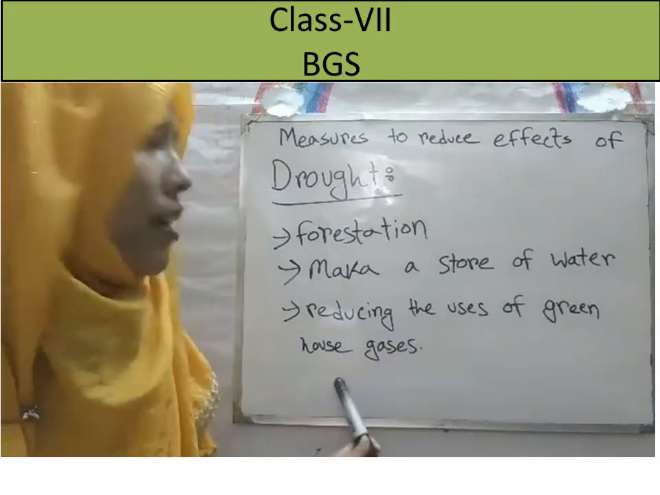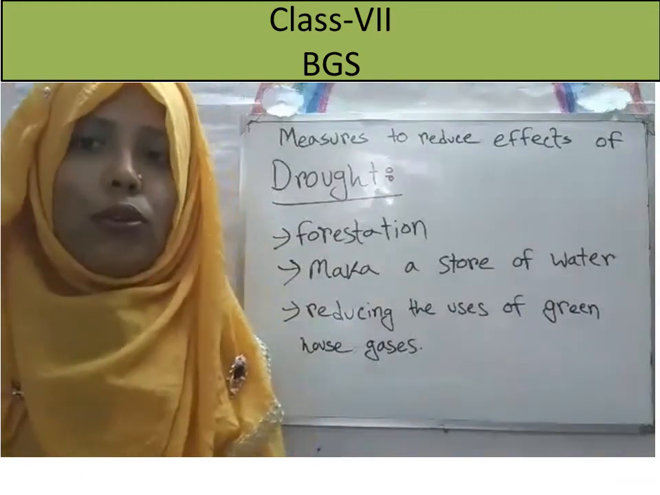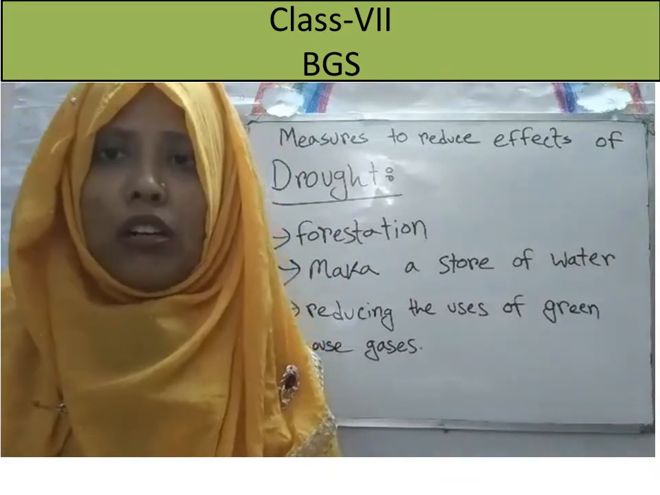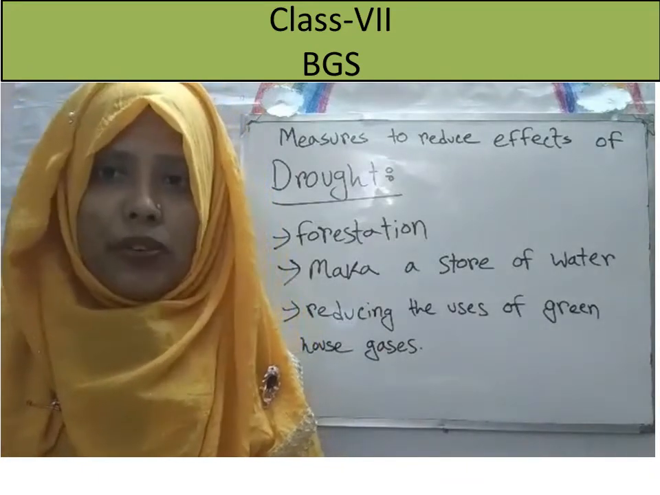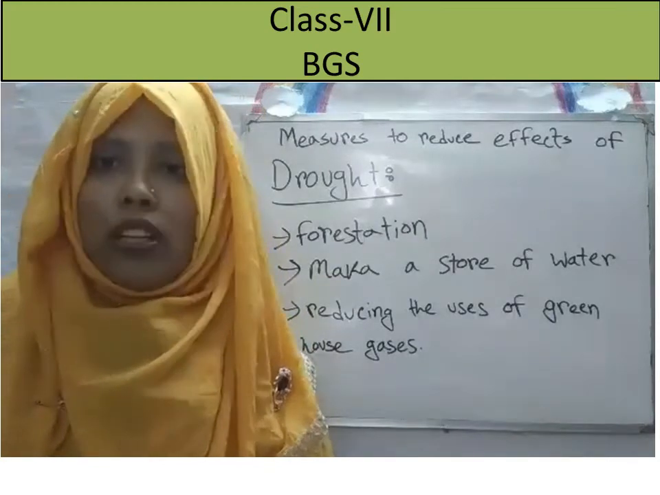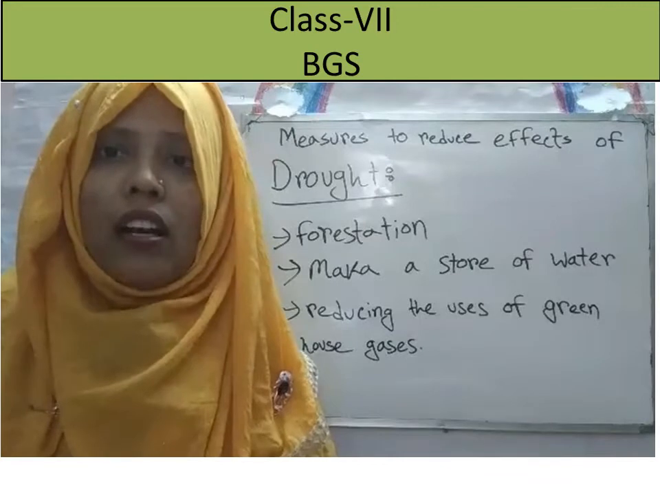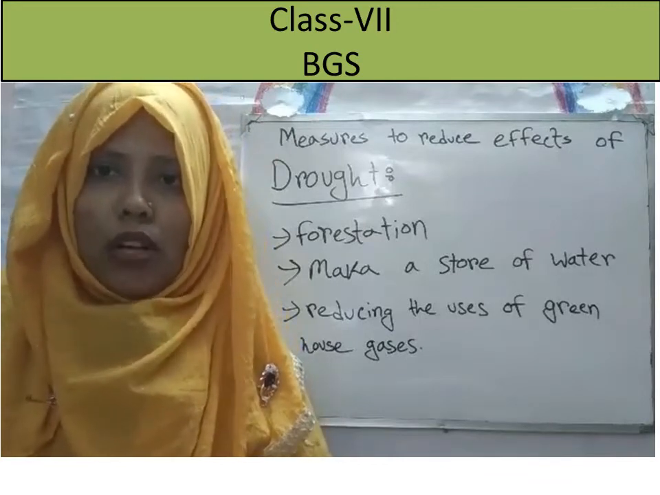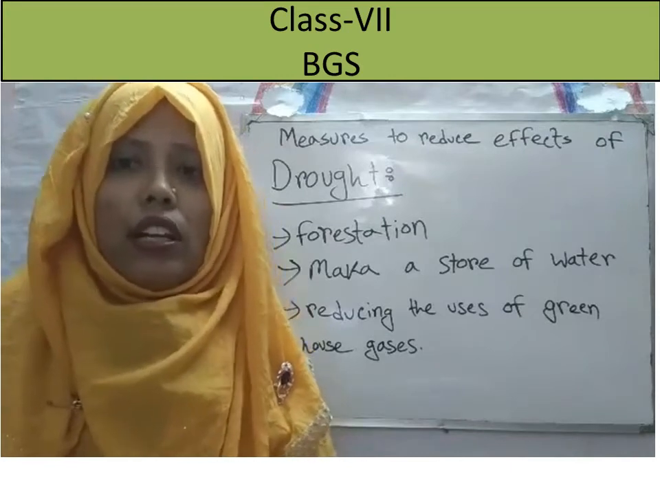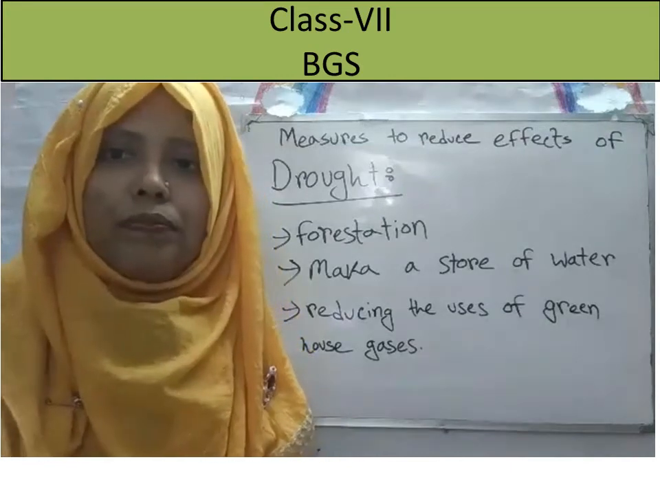Reducing the use of greenhouse gases. We know these greenhouse gases warm our weather. If we reduce the use of these gases, then our weather or our air will not become warm, and drought will not come every year in our country.